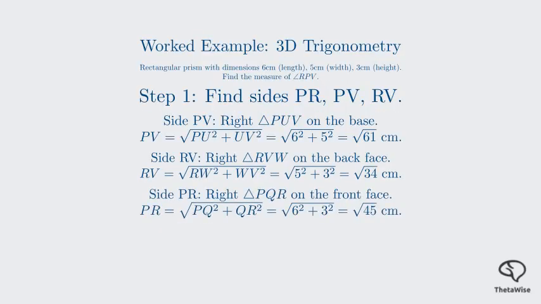Finally, for PR, consider the right-angled triangle PQR. PQ is 6 and QR is 3, so PR equals the square root of 6 squared plus 3 squared, which is the square root of 45.